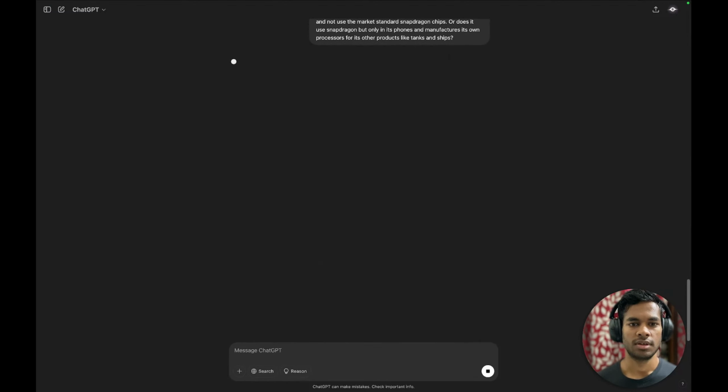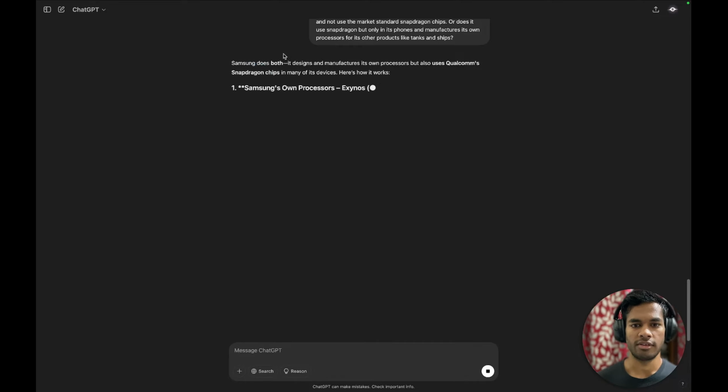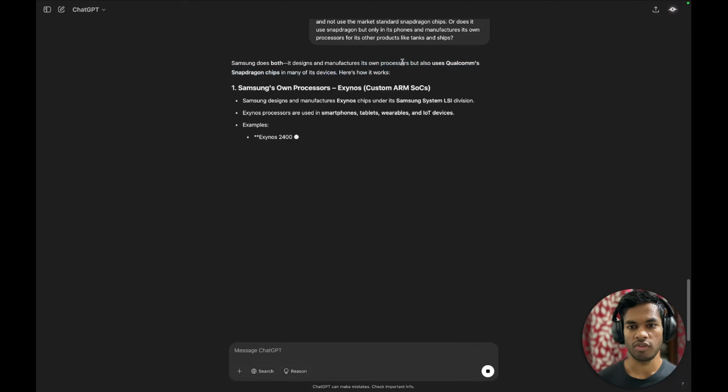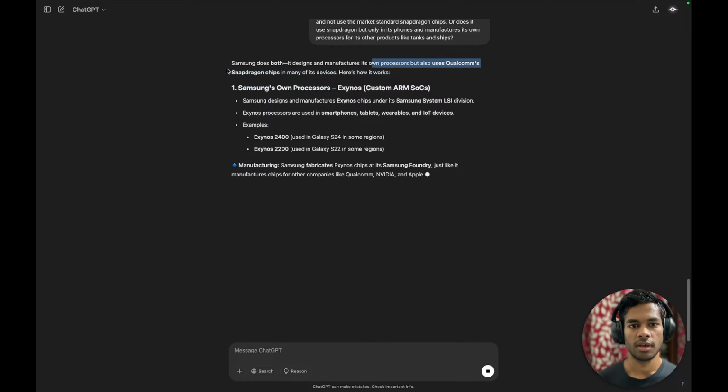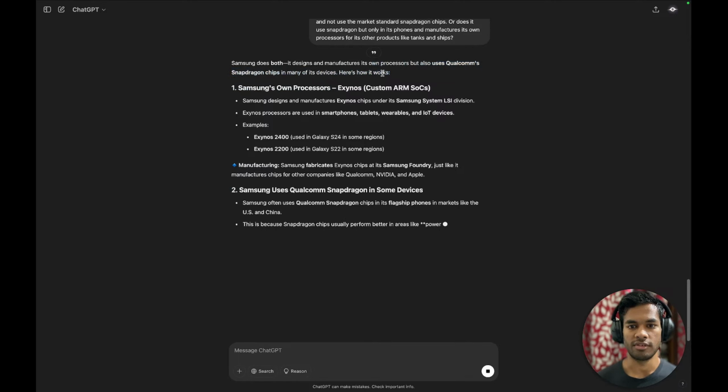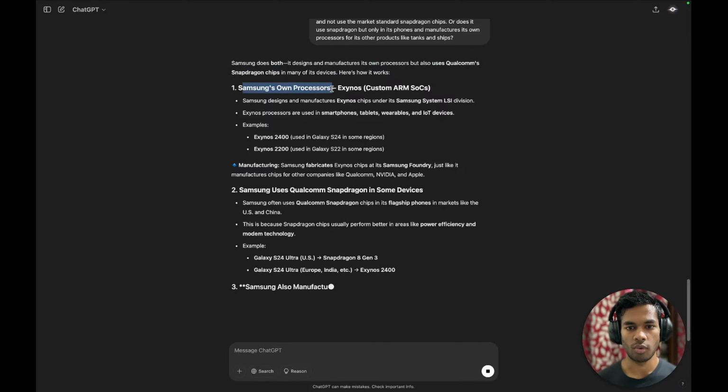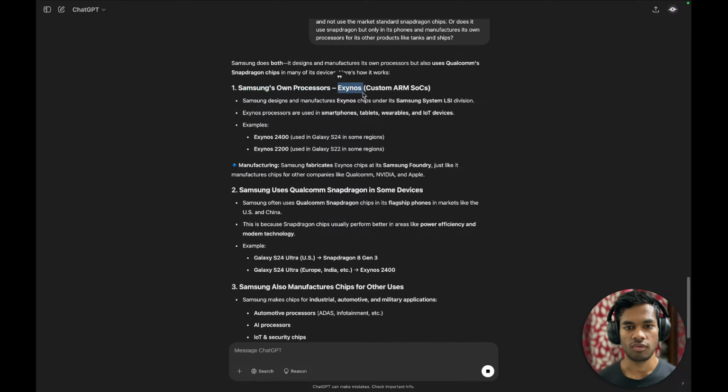Samsung does both. It designs and manufactures its own processors, but also uses Qualcomm's Snapdragon chips in many of its devices. Here's how it works. Samsung's own processor, Exynos, is custom ARM. Samsung designs and manufactures Exynos chips under its Samsung System LSI division.